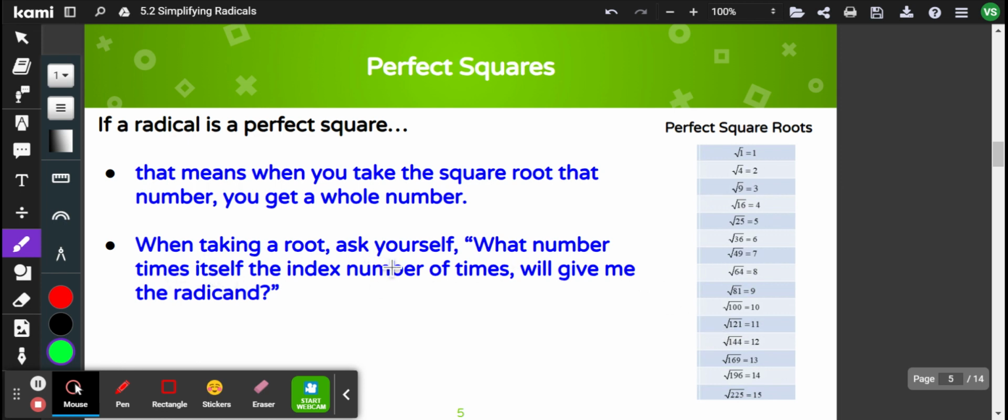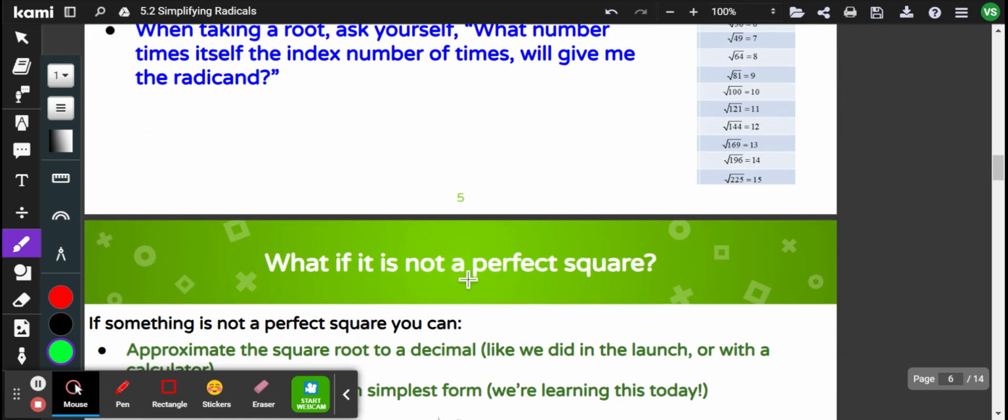When taking the square root, you should ask yourself, what number times itself, the index number of times. In the case of square root, the index is 2. So in the case here, 5 is that number when multiplied by itself gives you 25. 6 is that number when multiplied by itself gives you 36. So the number multiplied by itself, the index number of times, will give you the radicand.